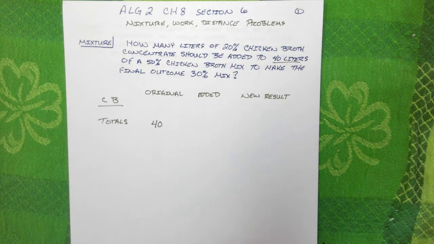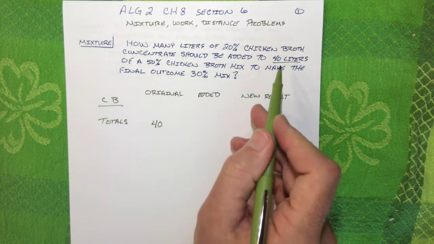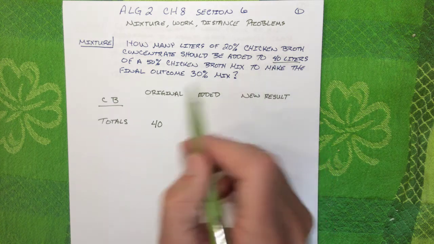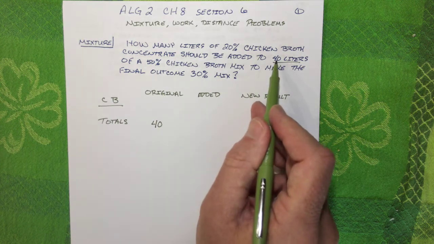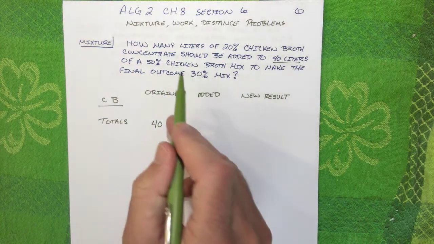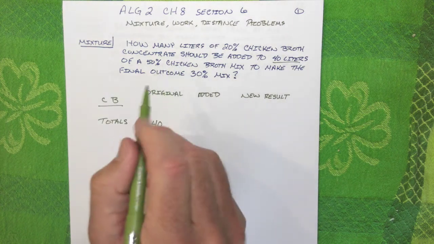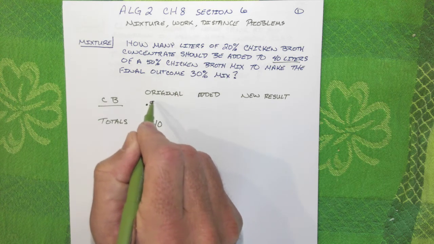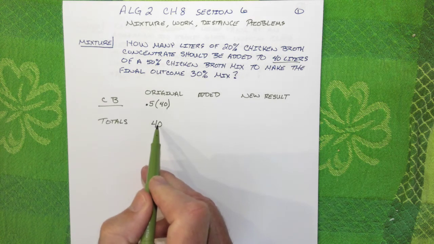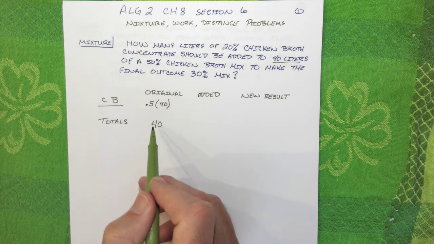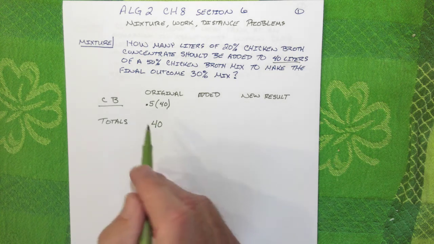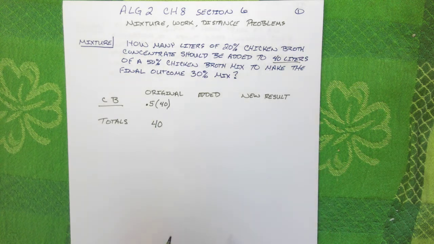All right. Of that, how much of this is chicken broth? So in other words, in our original, how many liters of this 40 are just pure chicken broth? Well, 50% of it is. So we'll take 0.5 times this. So in other words, half of it's water, half of it's chicken broth. I know you can do that in your head. Awesome. But remember, we're setting these up for future examples as well.